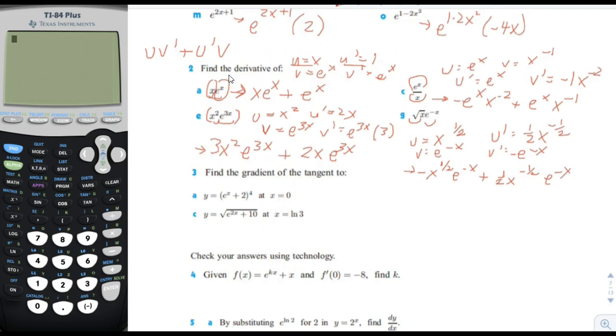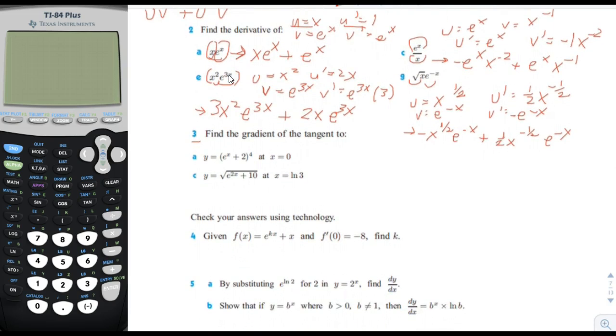Okay? Now 3. Find the gradient of the tangent, and remember gradient of the tangent is just another way of saying the derivative, except in this case they're actually telling us to evaluate the derivative at a certain x. So after we take the derivative, we're going to plug x equals 0 into the derivative we get. Remember to do that last.